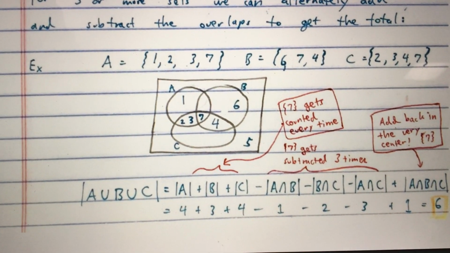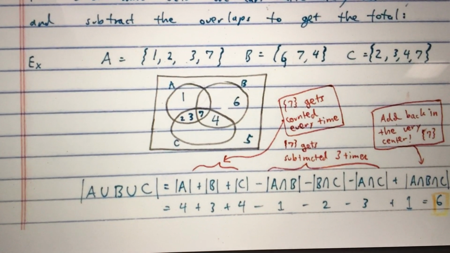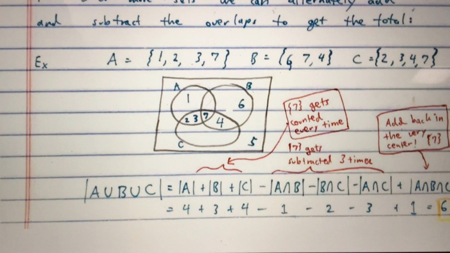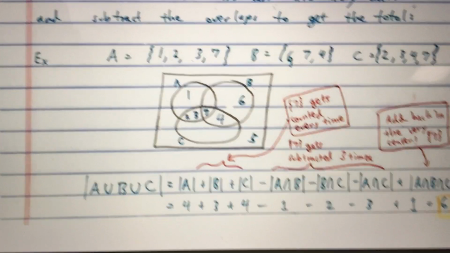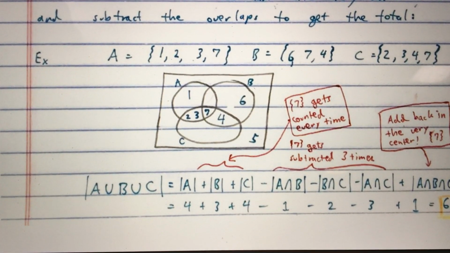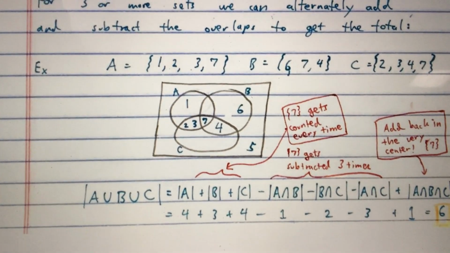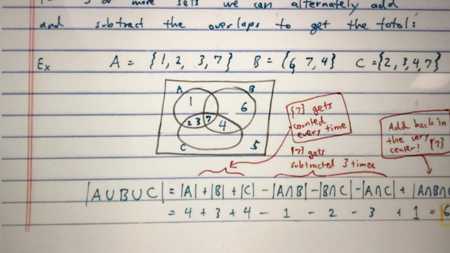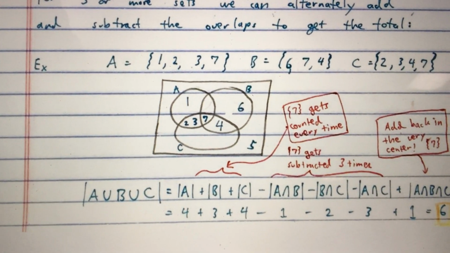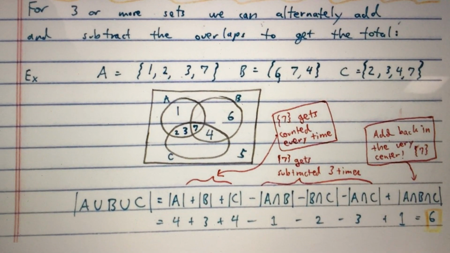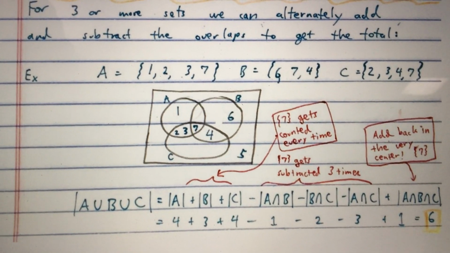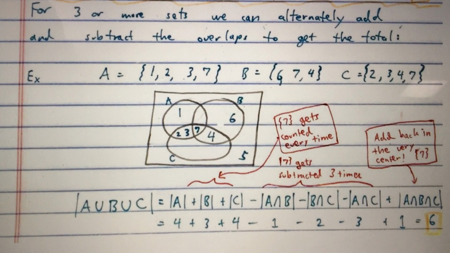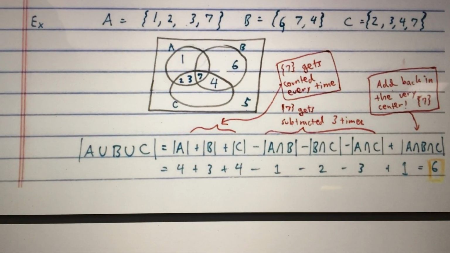So you notice, look at what happens to that 7. When you add together the A, the B, and the C, it counts 4 plus 3 plus 4. 7 gets added every single time. It's in A, B, and in C. Then you subtract the intersection. 7 gets subtracted all 3 times because it's in each of the 3 intersections. And that's why we have to add it back in once more to make sure we actually do count it. And we get the right answer. There's 6 items total.